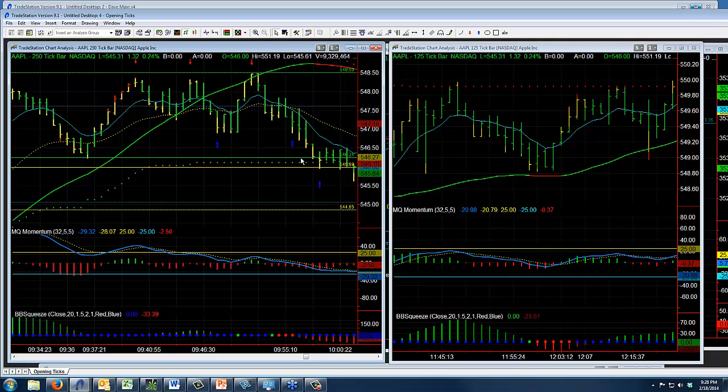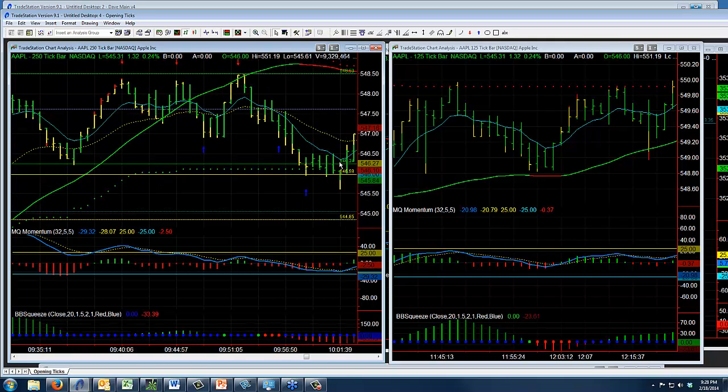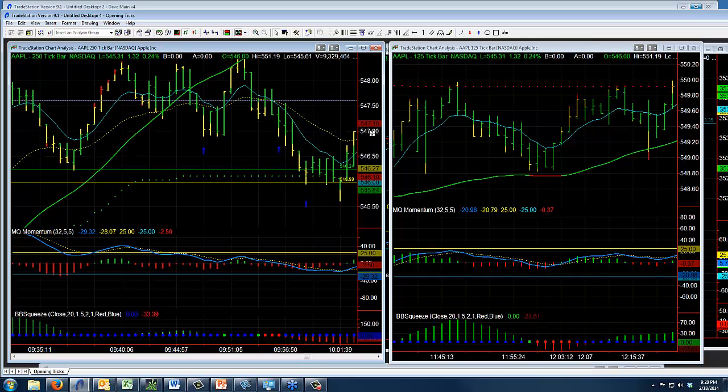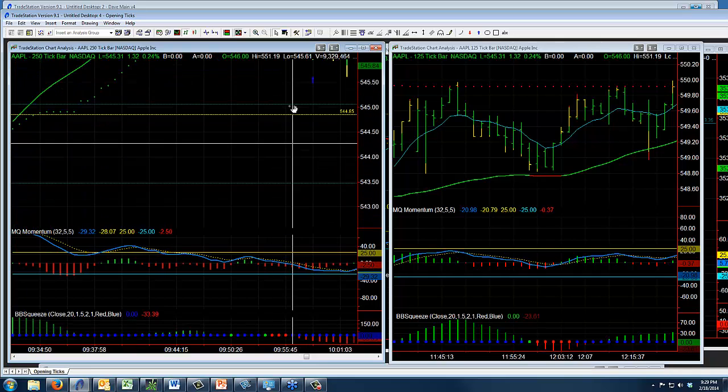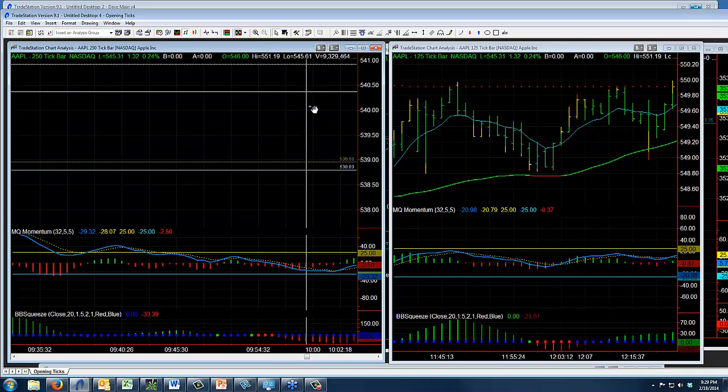And these green lines, these are pivot points based on daily numbers. Down here, let's see if I have it here. Down here I have, this is Friday's low.